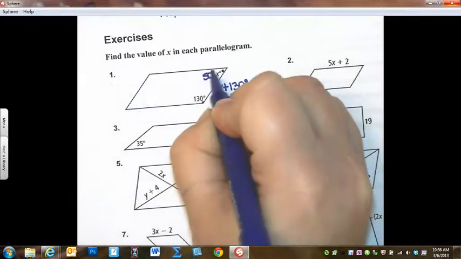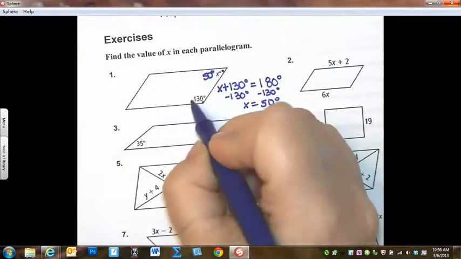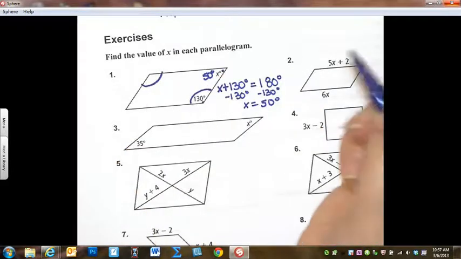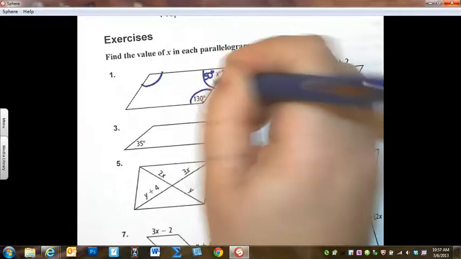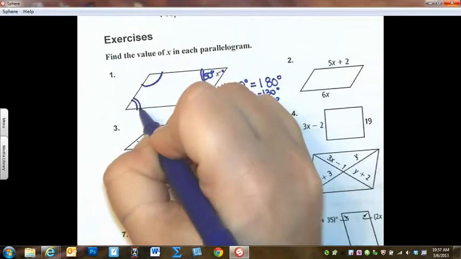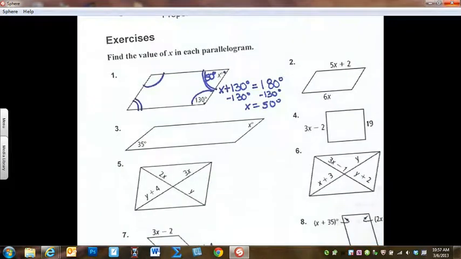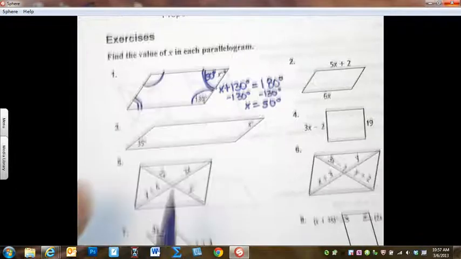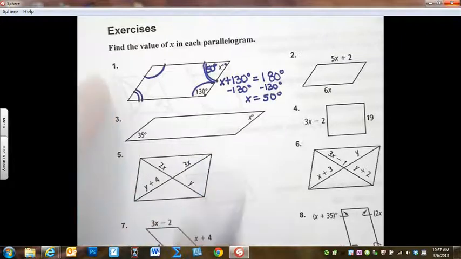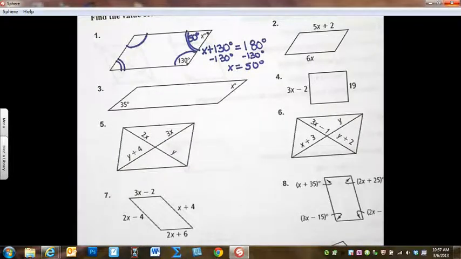I also know, if you look, remember we have opposite angles that are congruent. I know this angle over here is 130. And I know that this angle is 50, because we just found that. And that means that this angle is also 50. So finding a couple of angles in a parallelogram is very helpful to what we're doing. Now, I want you to think about that when you're doing number 3. Number 3 is just as simple, different idea. In this one, we're talking about a different type of angle pair.